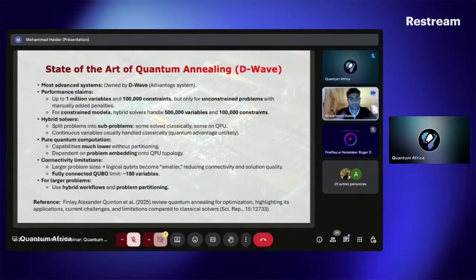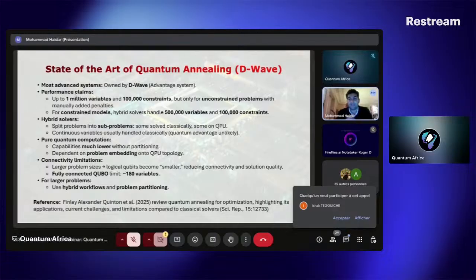Now, once you use a lot of qubits, you are having a problem because your number of logical qubits is going to be smaller, because you are reducing the connectivity over the physical qubits. The logical qubits need to be covered by a big set of physical qubits, and if you have a large number of physical qubits, then you are not able to cover these logical qubits. That's why the solution quality will be lower, and that's why they use the hybrid solver to partition the problem.